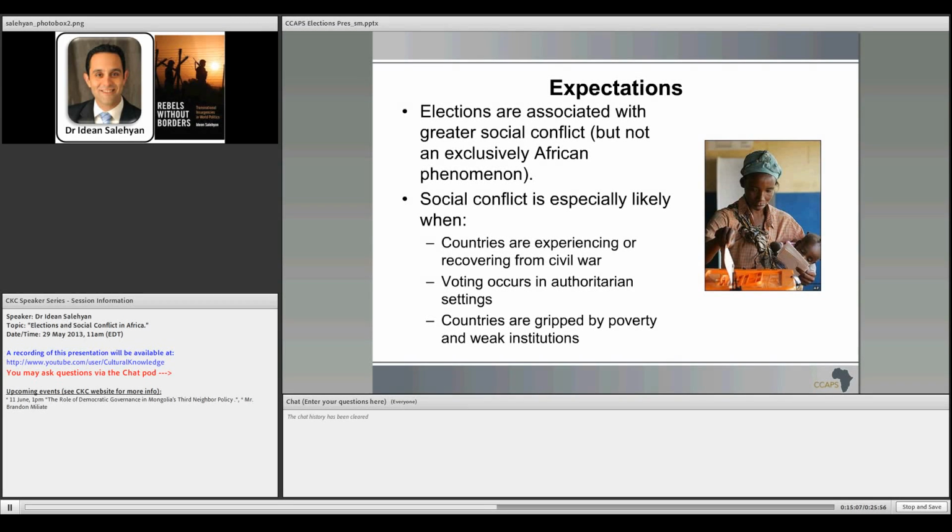We're seeing a turn toward elections in Africa, and we should be concerned with ensuring that those elections are free and fair and peaceful. But we also further argue that particular electoral contexts are going to be more difficult than others. In particular, social conflict is going to be more likely when countries are either undergoing or recently recovering from a civil war. And in civil war contexts, it is very difficult for people to go to the polls and to feel safe in doing so.